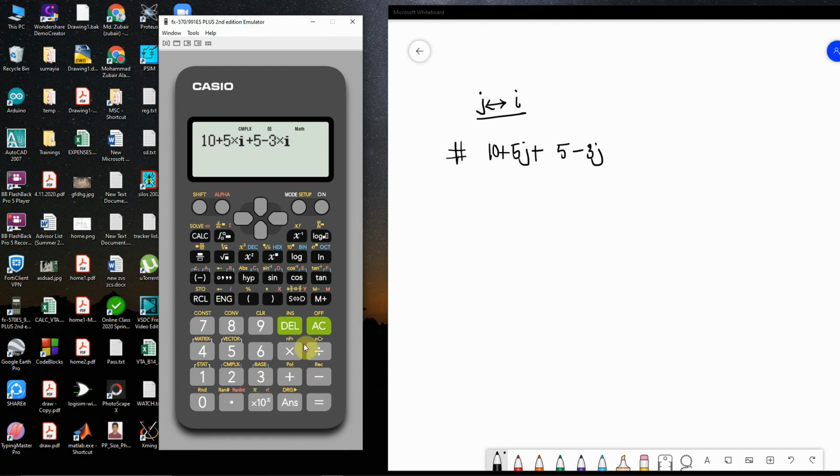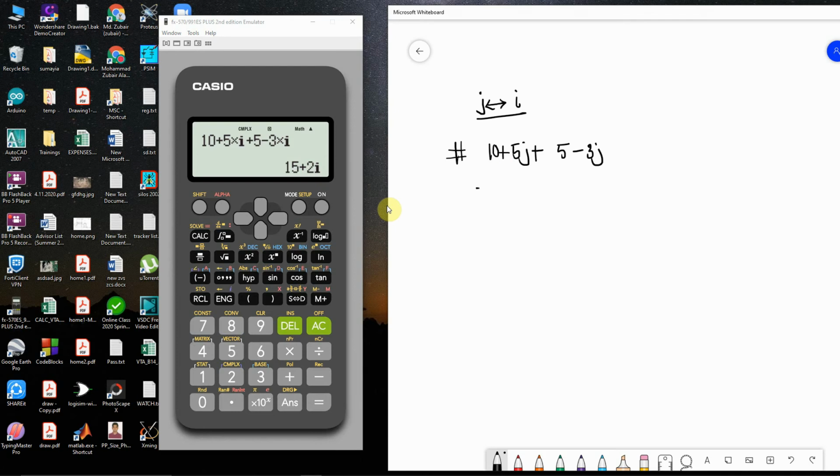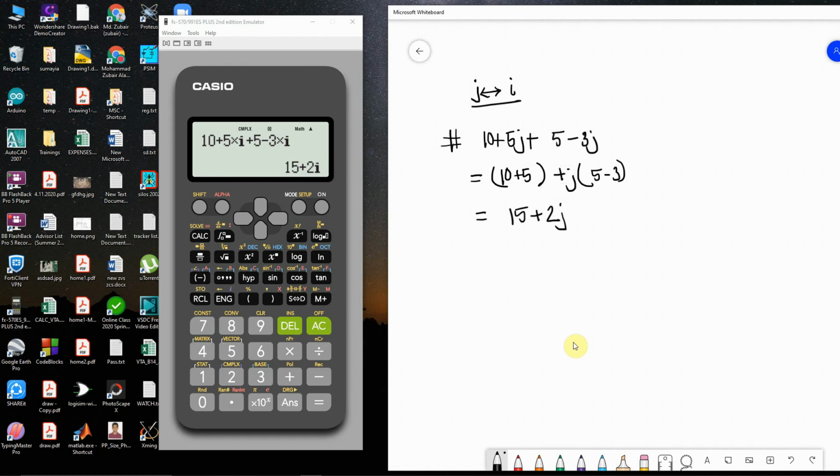If I press this button, it will do this calculation. So you see 15 plus 2i. If I were to do this calculation by hand, you see it is nothing but the same result. Right? 15 plus 2i or j, whatever it is. Same thing. So you see, this is one of the easiest examples. Now let's do another problem.